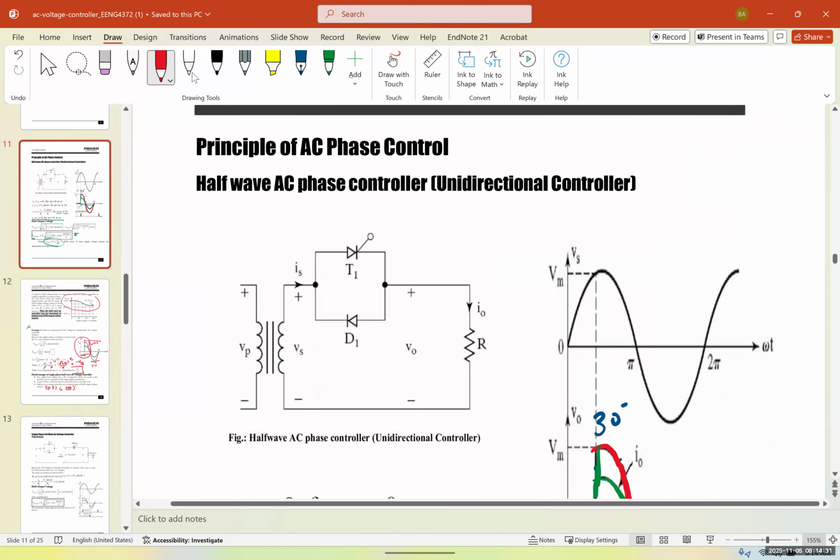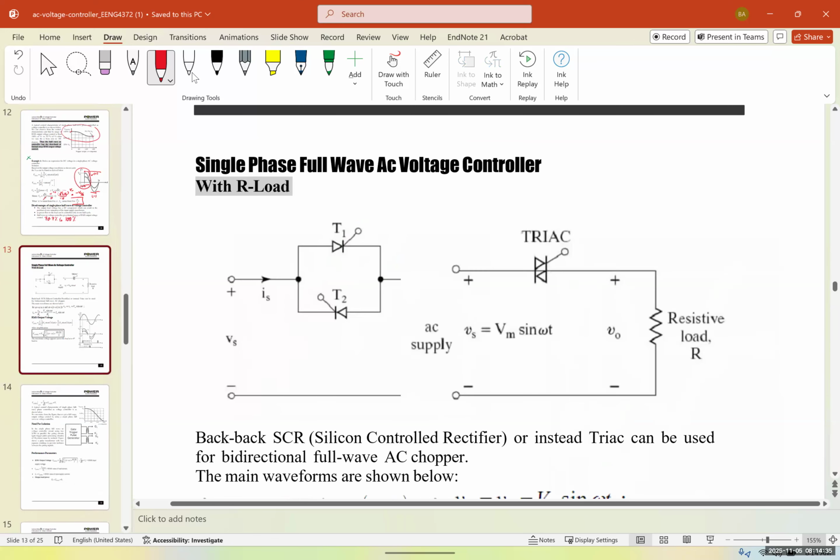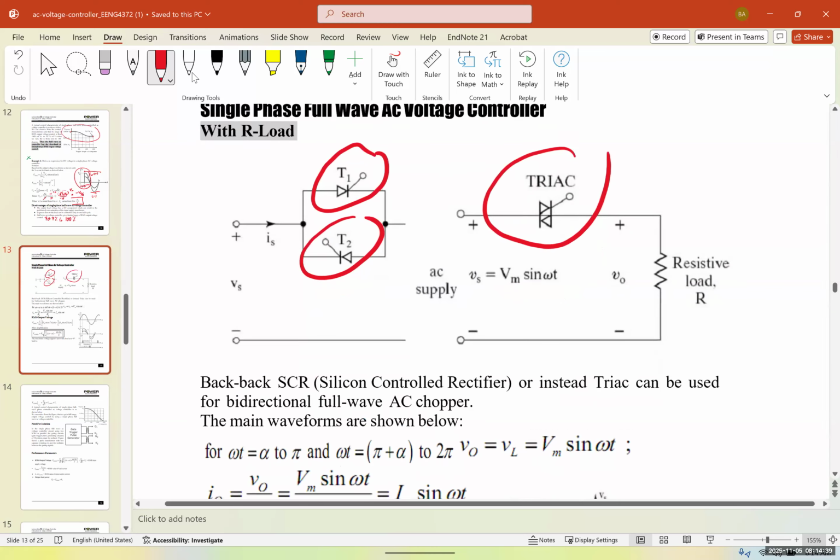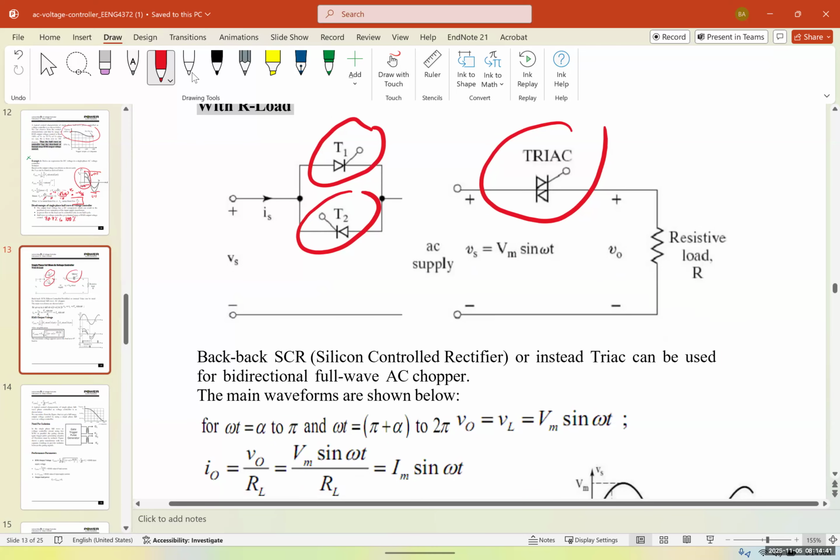We only had one of them. Now in a full wave, we have two of these, or we can have a triac as well. So we can have a back-to-back SCR, or silicon-controlled rectifier, or instead a triac can be used for bidirectional full-wave AC choppers.